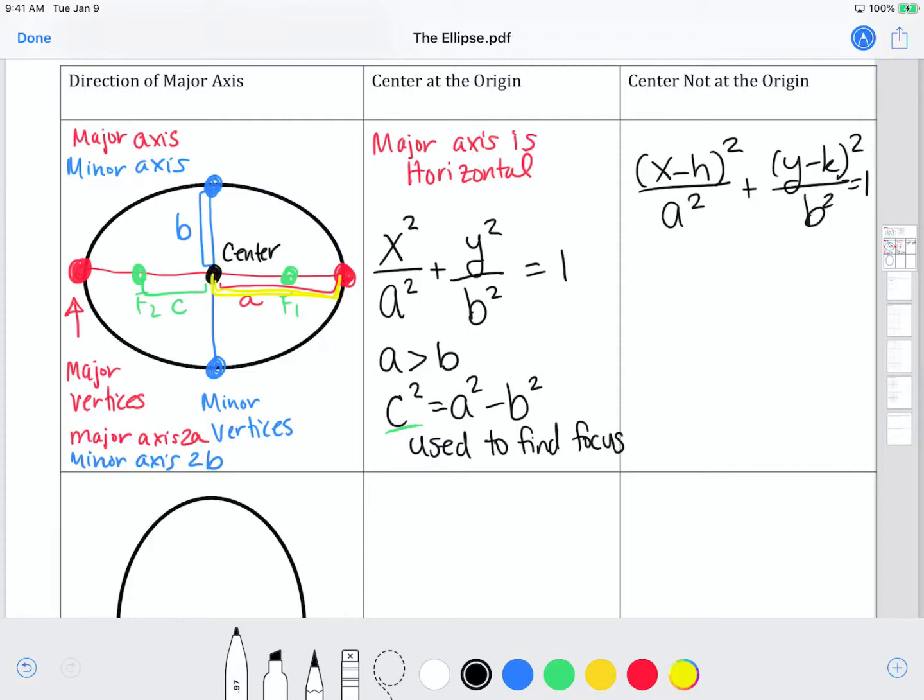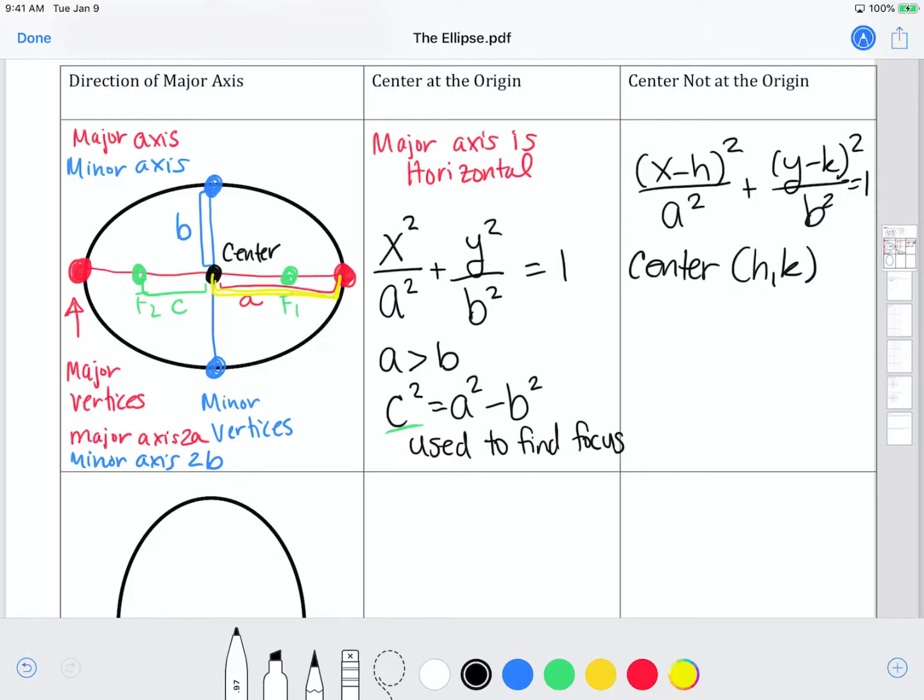So you're going to have (x minus h) quantity squared over a squared plus (y minus k) quantity squared over b squared is equal to 1. Notice I subtract or add something to my x and I subtract or add something to my y to get my shift. So my center will be (h, k) now instead of (0, 0). Other than that, everything else holds true.